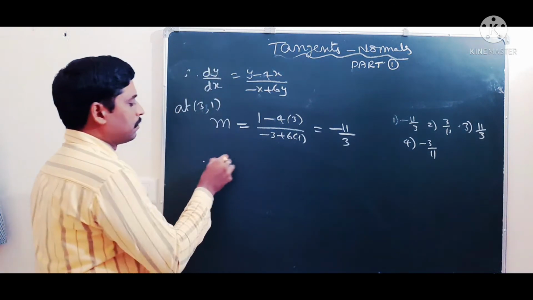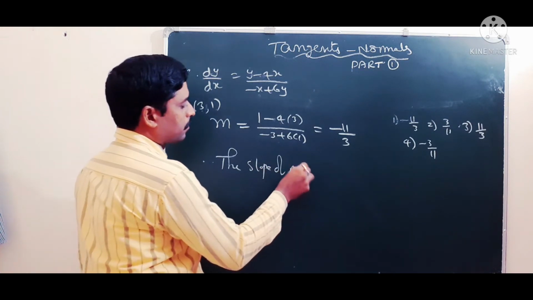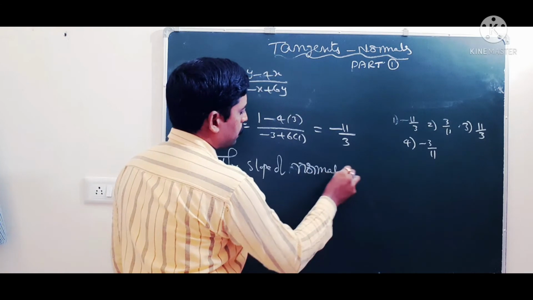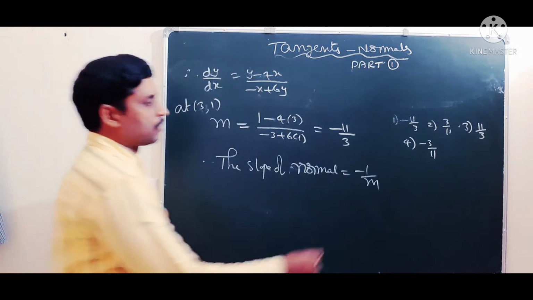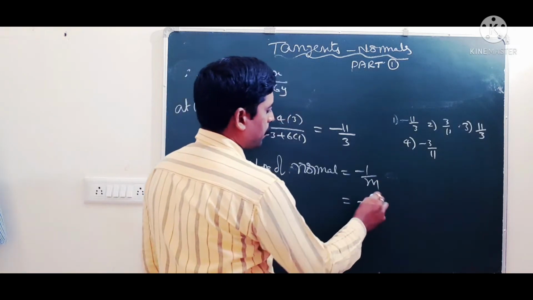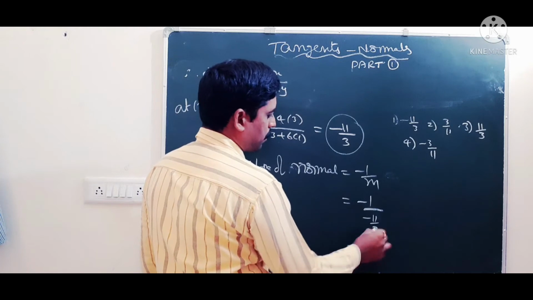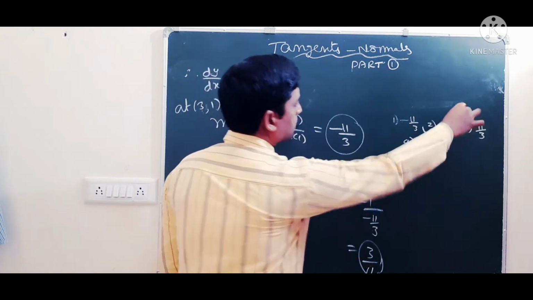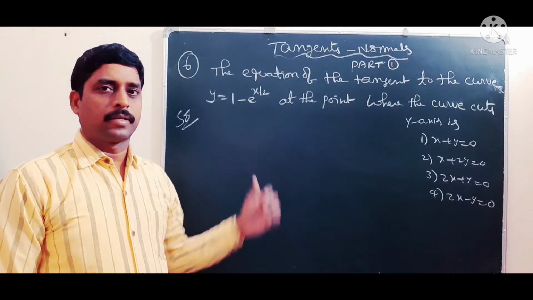But we require the slope of the normal. The slope of the normal formula is −1/m. So −1/m, with m = −11/3, is nothing but 3/11. So which option is correct? The second option is correct. Okay, moving on to the next question.